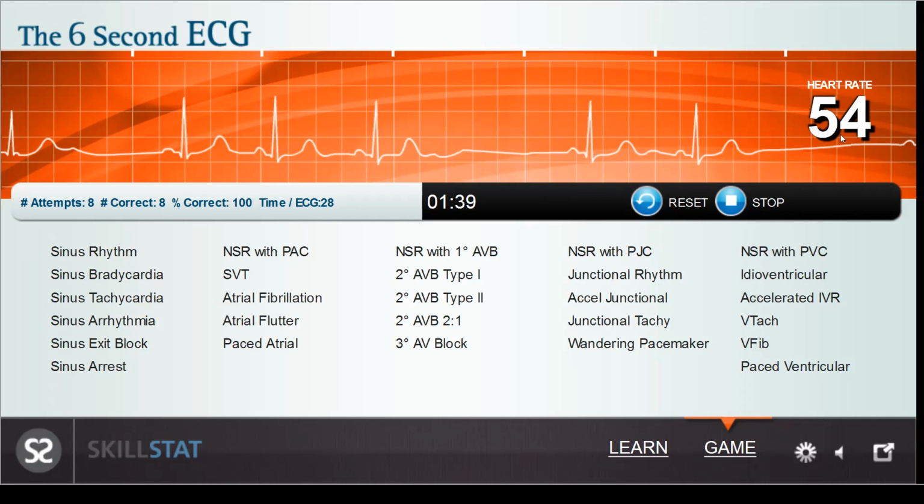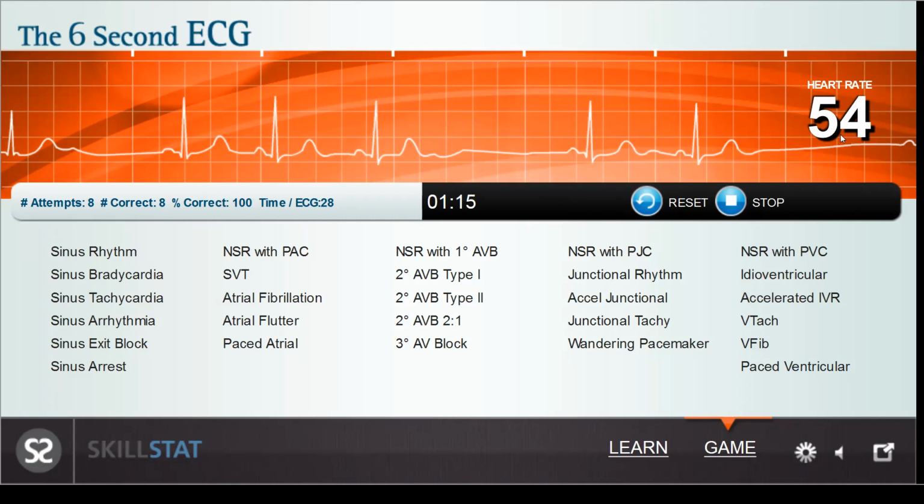And what do I mean by symptomatic? If they were symptomatic, they might be diaphoretic, they might have hypotension, they might be complaining of chest pain, they might be short of breath, right? So you only treat symptomatic bradycardia. With a heart rate of 54, they're probably not symptomatic. They may or may not be. But if they were symptomatic, you're going to give them atropine, 0.5 milligrams IV or intraosseous.